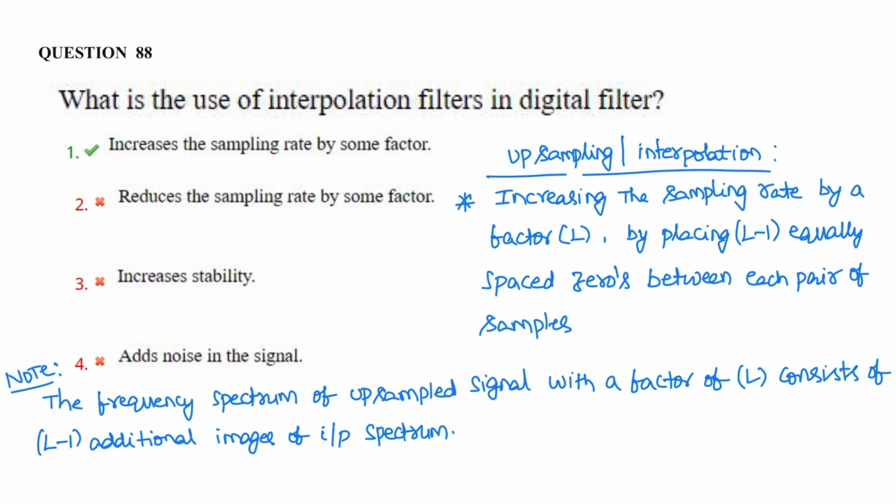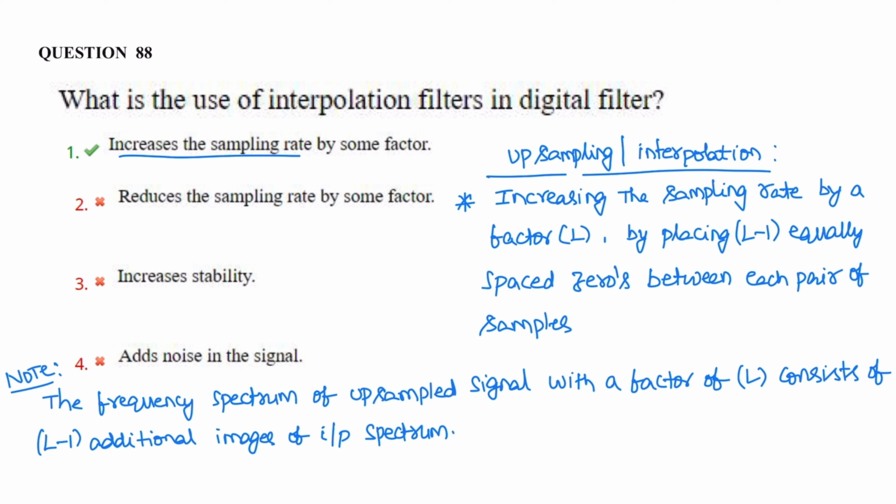Next question. What is the use of an interpolation filter in digital filters? So interpolation or upsampling is a process of increasing the sampling rate by a factor of L. This is done by placing L minus 1 equally spaced zeros between the pair of samples. This is called upsampling or interpolation, which increases the sampling rate by the same factor.